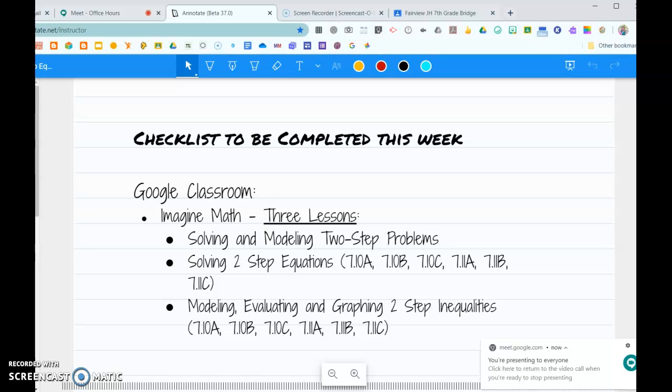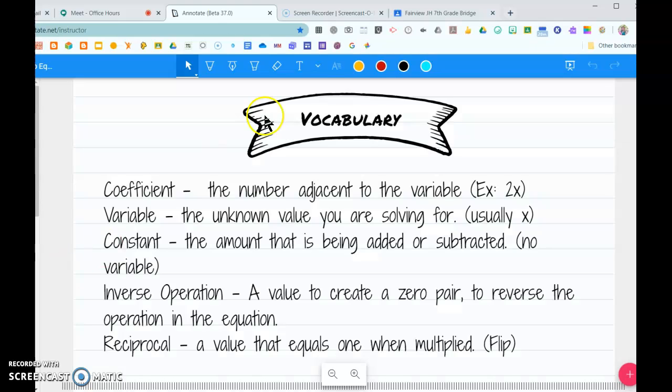To recap, this week you are responsible for 3 more lessons in Imagine Math. It is the solving and modeling two-step problems, solving two-step equations, and modeling, evaluating, and graphing two-step inequalities. My suggestion to you is to do these first 2 before Thursday, because Thursday's live lesson is over the inequalities section. So it'll make more sense if you're ready to move on to that section.